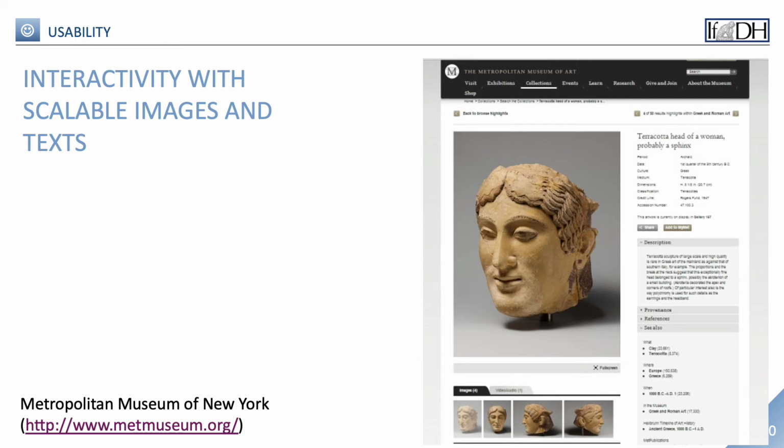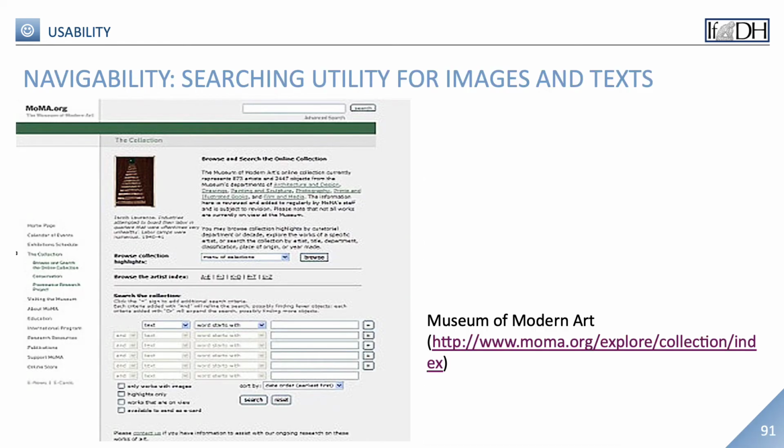The second factor to be mentioned is interactivity. This refers to the human-computer interaction functionality that enables the virtual exhibition to communicate with its visitors. Here, the Metropolitan Museum's website stood out with its scalable images and texts. Navigability, as the degree to which one can navigate through virtual exhibitions using structural elements, was the third criterion. The Museum for Modern Art, for example, has a differentiated but still clear search mask that can be used to search for keywords as well as images.